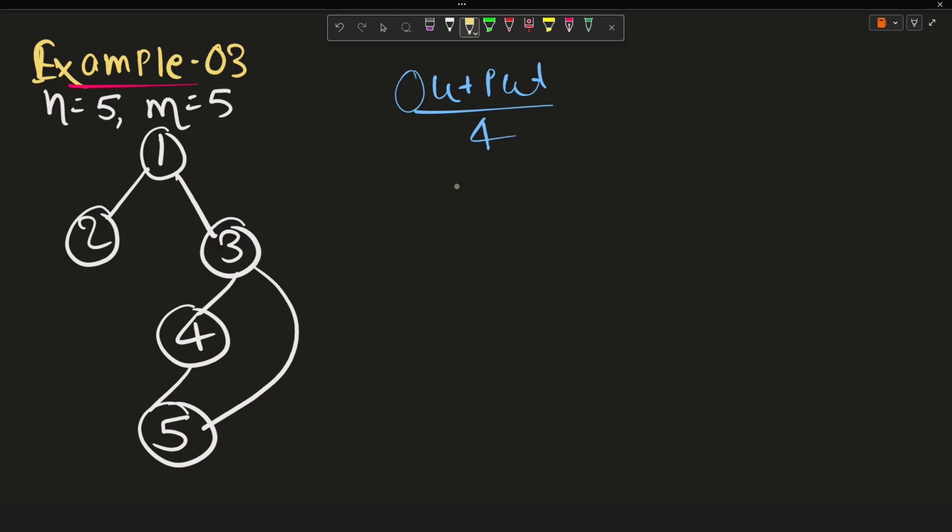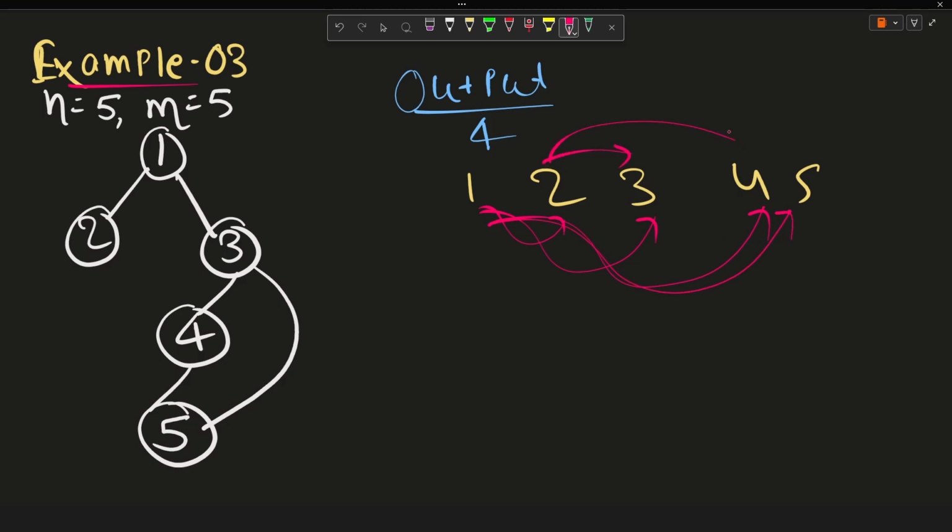Since there are 5 vertices, let me write them down here: 1 2 3 4 5. So it means that I can go from 1 to 2. Similarly, I can go from 1 to 3, from 1 to 4, and thereby from 1 to 5. Similarly, we can go from 2 to 3, 2 to 4, and 2 to 5. Similarly, we can go from 3 to 4, 3 to 5, and finally from 4 to 5. And why is this true? Because the whole graph is connected and bidirectional, as you can see. So it is possible to reach every vertex from every other vertex, right? You can consider it like a strongly connected component, because it is possible to reach every vertex from every other vertex.